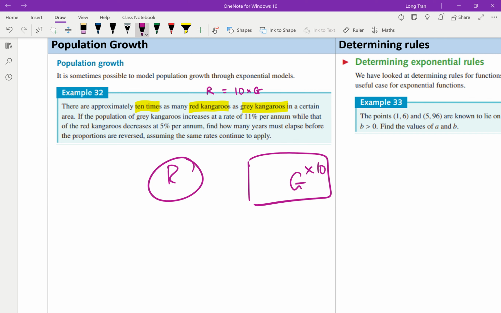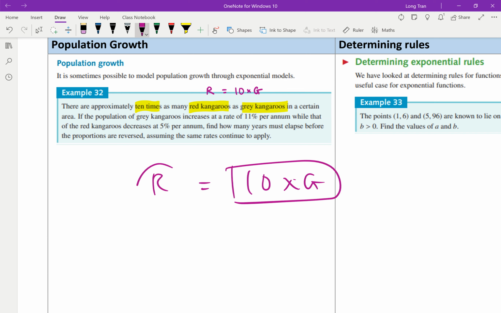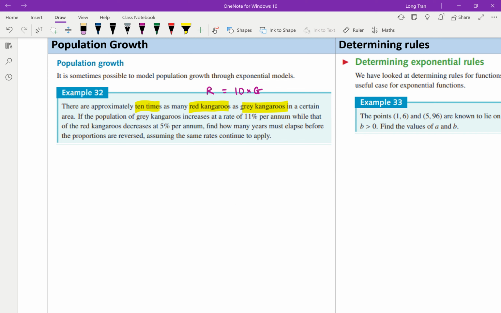So 10 times many of those grays will be equivalent to one of these reds. So think of it as 10 times the grays will equal the reds. That's a very confusing line to start off with, but that's essentially what they're trying to say. Then the next parts are pretty straightforward.